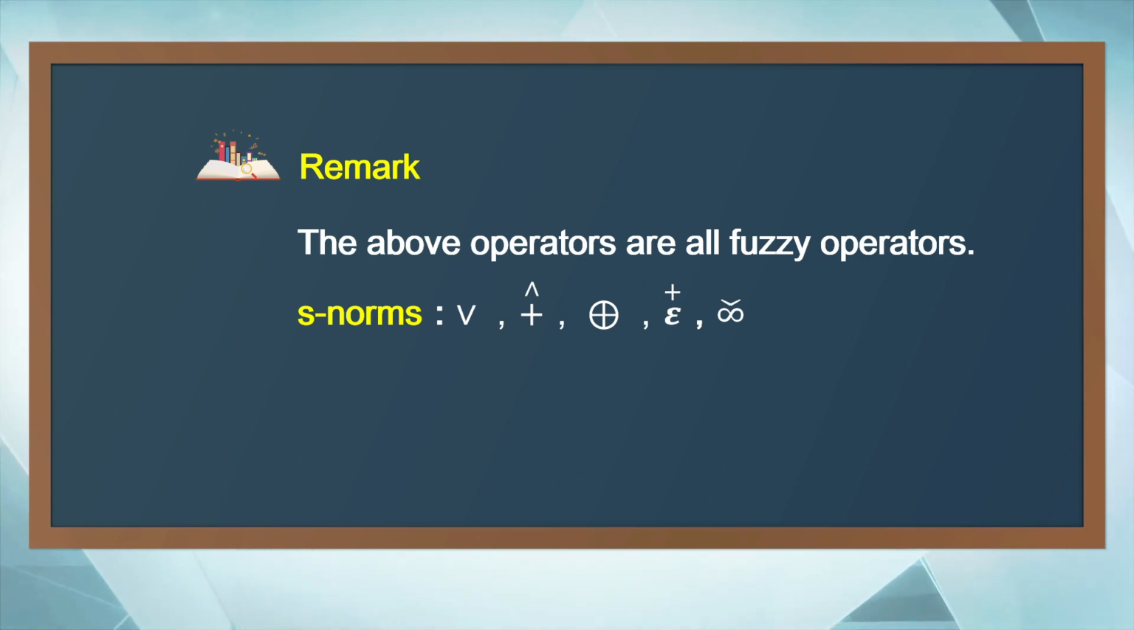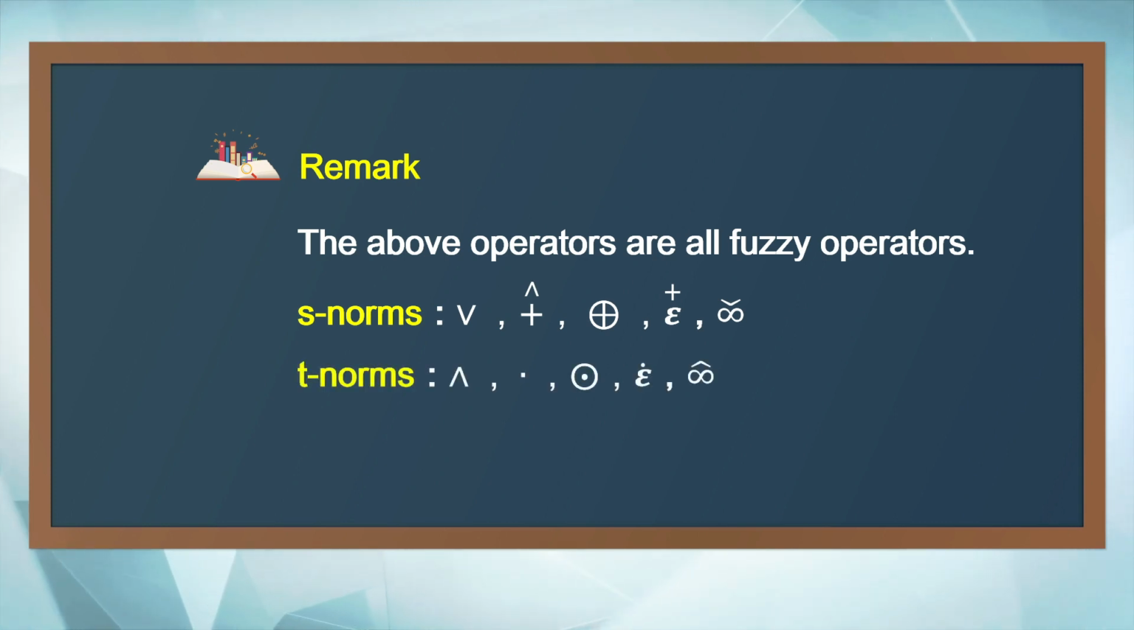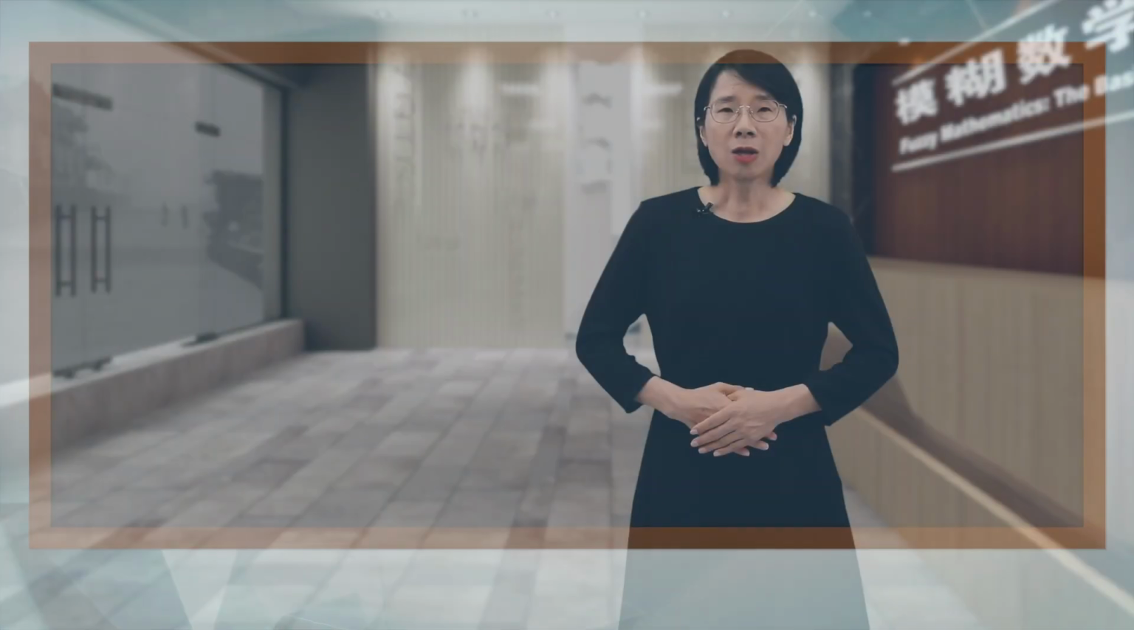The above operators are all fuzzy operators, where the maximum operation, the probabilistic sum, the bounded sum, the Einstein sum, and the drastic sum are all s-norms, and the minimum operation, the product, the bounded product, the Einstein product, and the drastic product are all t-norms. Maybe you have taken notice that these operators are presented in pairs. Yes, each pair is a pair of dual operators.